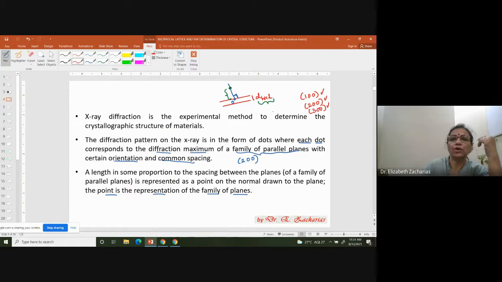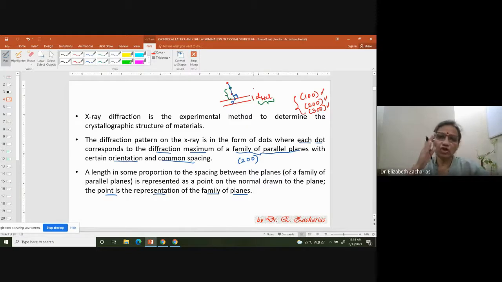So what happens is on this perpendicular bisector, you will have a series of dots which are coming from parallel families. There are three families I'm talking about here. They may all be parallel, but they are all different families. So these three families will give rise to three dots on this line. Is that clear? Yes. Each family is represented by one single dot.